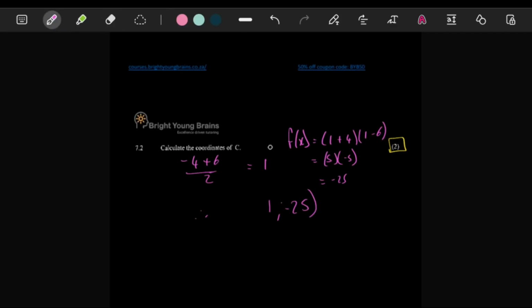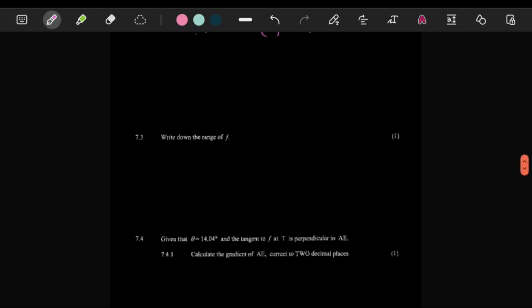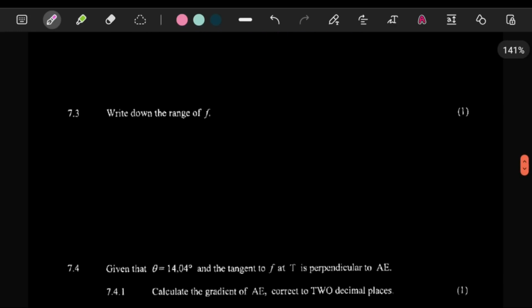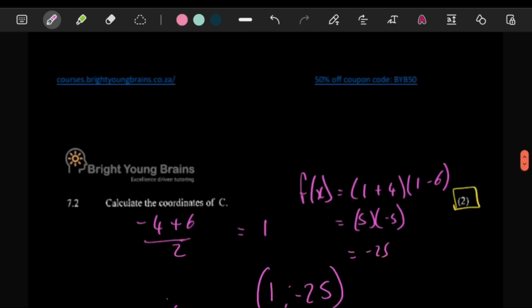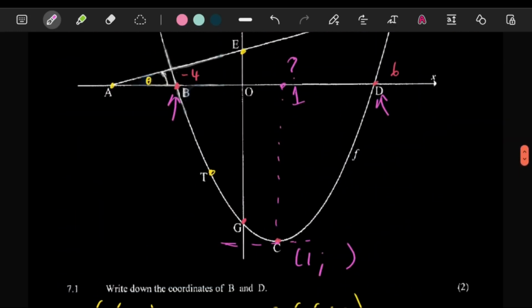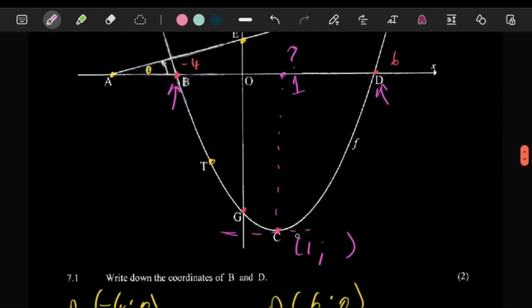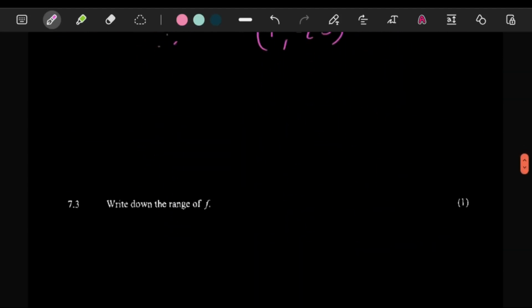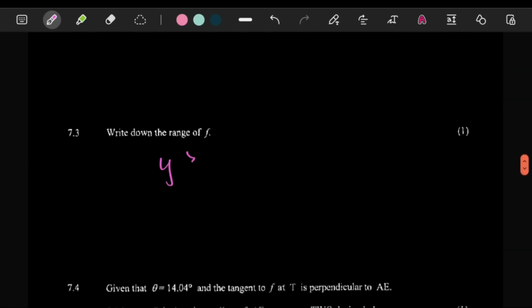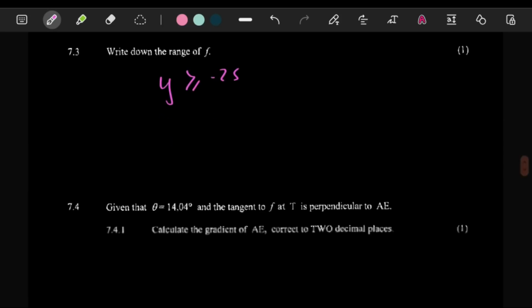Fantastic. Let's see here. The next one, for 1 mark, says write down the range of f. Well, this graph goes from -25 going upwards. That's the range. y has to be bigger than or equal to -25. If you said y is an element of -25 to +infinity, that's still fine.